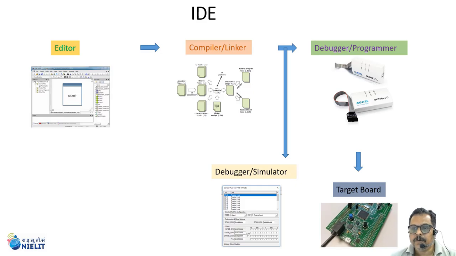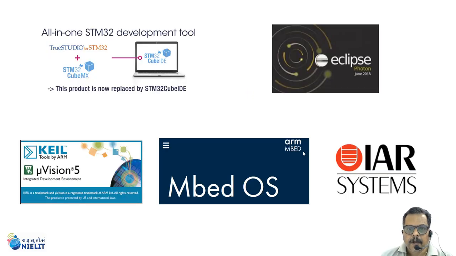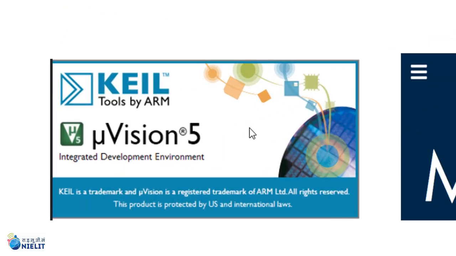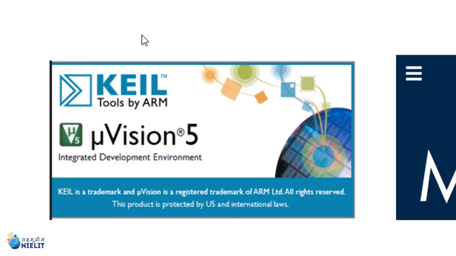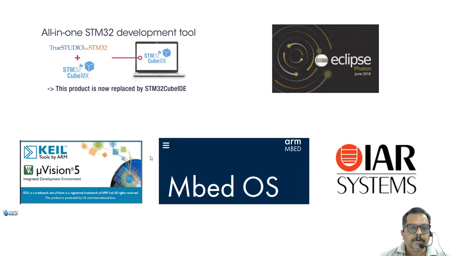We are going to discuss two IDEs. One is Keil IDE, that is from ARM itself. The second one is Cube IDE, that is from ST Microelectronics. These are the popular IDEs: IAR Systems, Eclipse. Keil version 5 you can freely download from the Keil website. The evaluation version is limited to 32K. Beyond that, you have to purchase the license from ARM Keil.